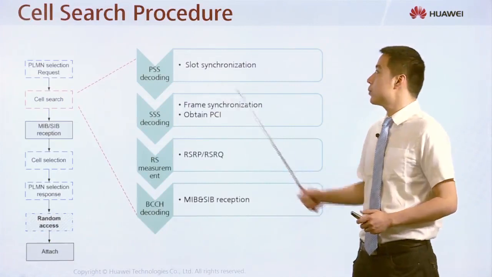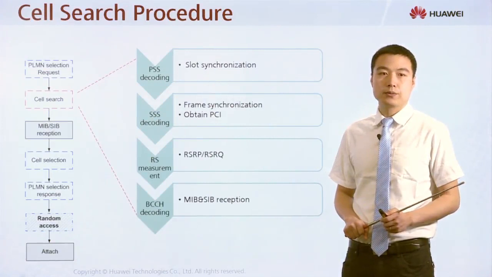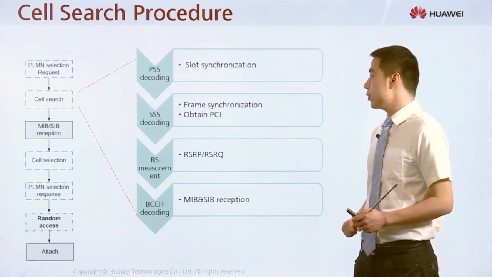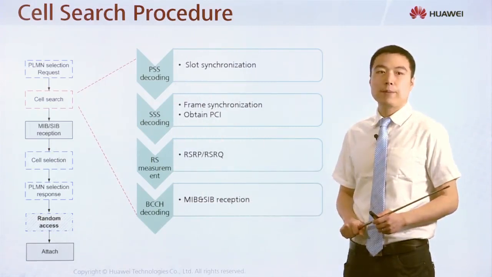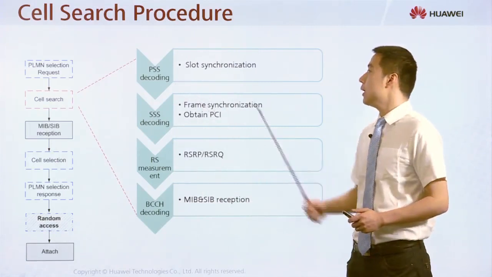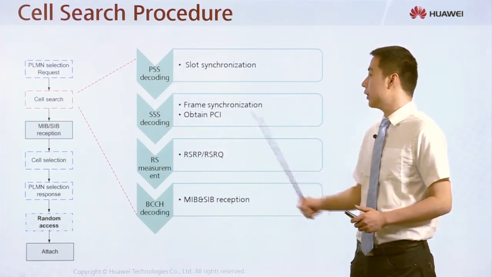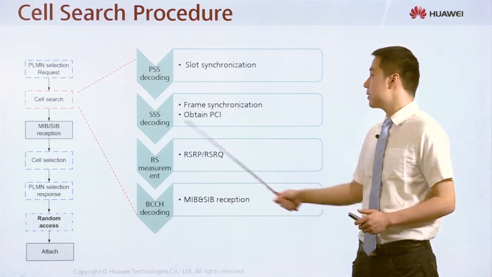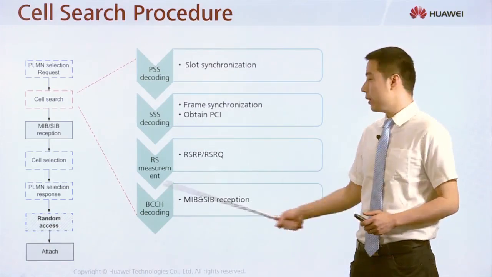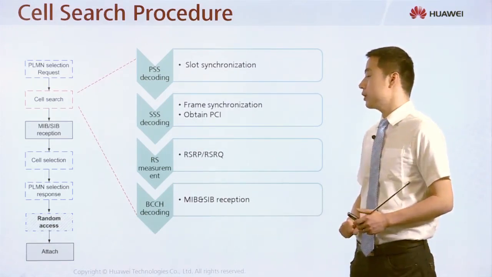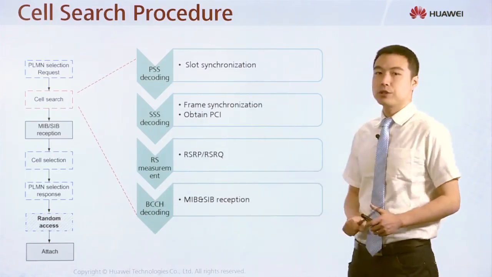The cell search procedure is the start point for the PLMN selection. In the cell search procedure, we have four steps. The first step of the cell search is the PSS decoding. The second step is the SSS decoding. The third step is the reference signal measurement. And the fourth step is the broadcasting channel decoding. Now let's discuss the details of these four steps.